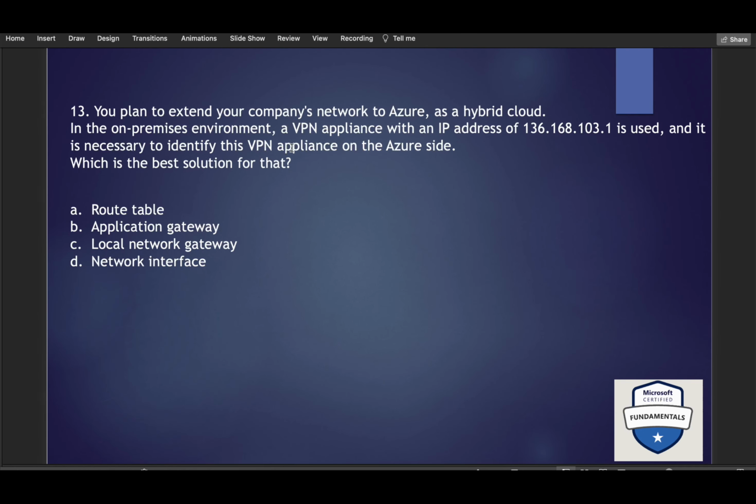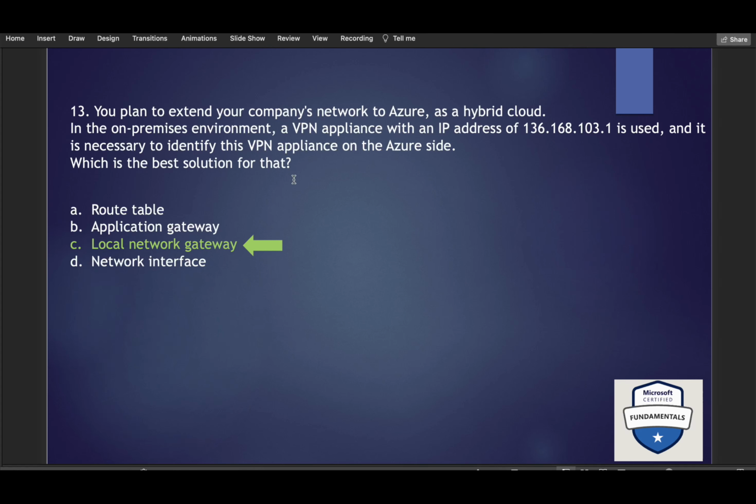You plan to extend your company's network to Azure as a hybrid cloud. In the on-premises environment, a VPN appliance with an IP address of 136.168.103.1 is used. If it is necessary to identify this VPN appliance on the Azure side, which is the best solution for that? The answer to this is local network gateway.